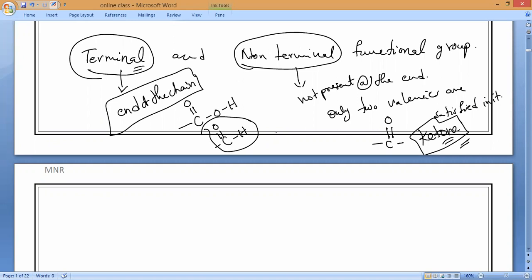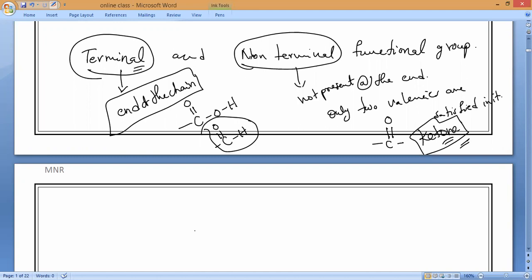Okay. Now let us write the functional group and its general representation, and how it will happen. So let us start with the first one. Yes, Kevin. Halogens also come last only. Last carbon only. Okay.